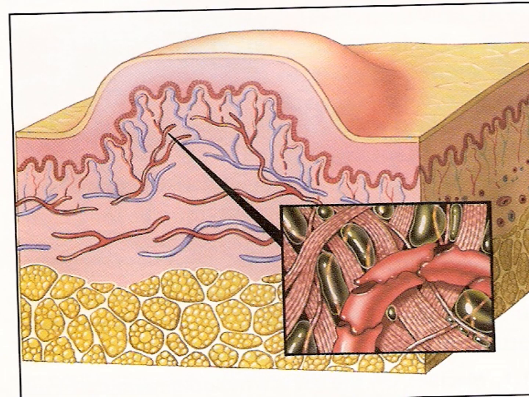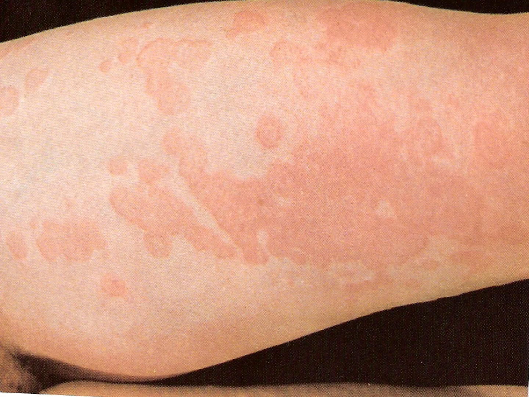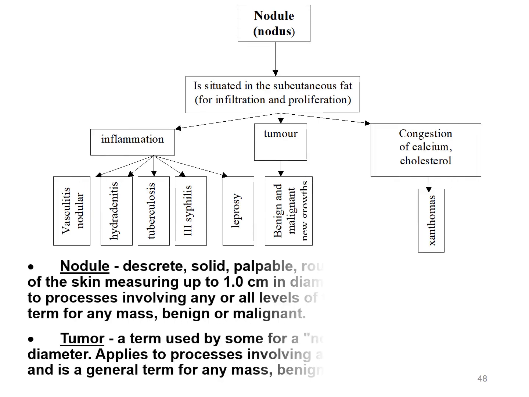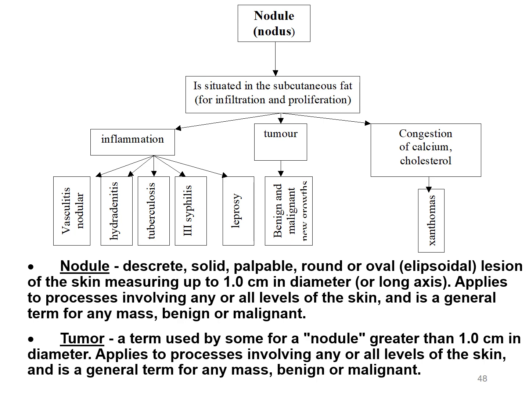This is wheal or urtica. Well, this process we can see when our skin touches a needle flower, and this green grows in the forest and in our childhood. Maybe you met with this needle, and it is a general term for any benign mass.